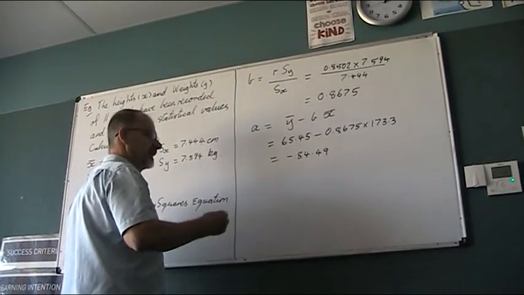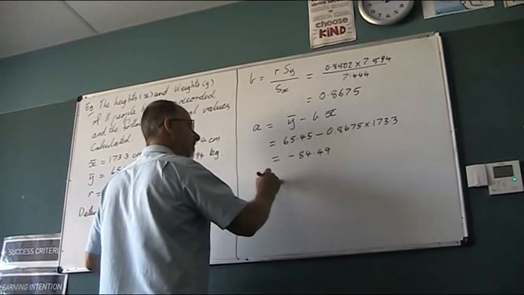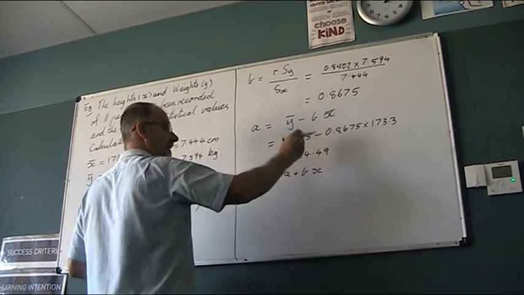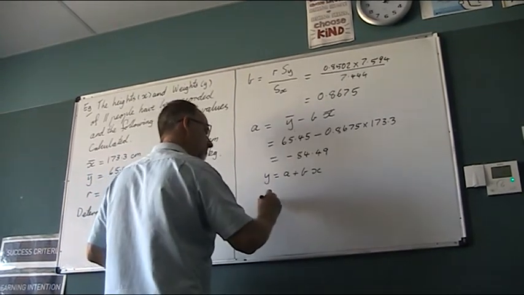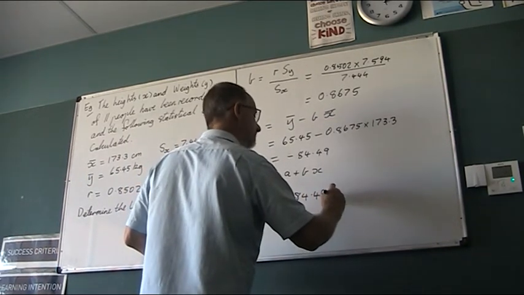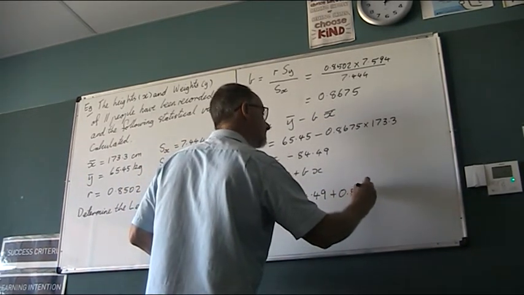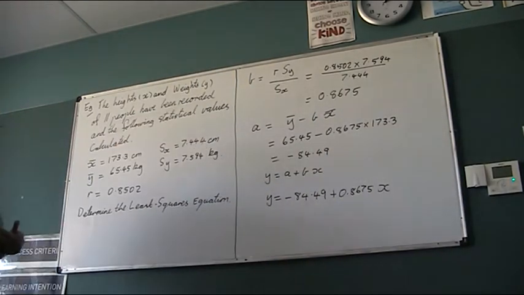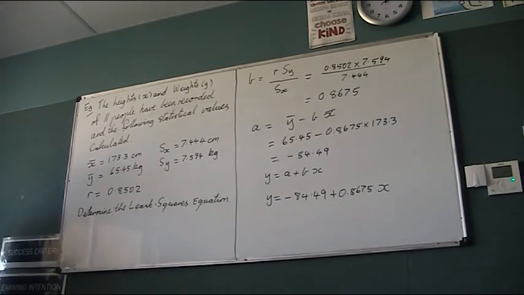So, seeing as our equation is of the form y equals a plus bx, when we put our A and our B in, we get y equals negative 84.49 plus 0.8675 lots of x. Now, if you did that on the exam, you wouldn't get all the marks. Even though what you've done is correct, you wouldn't get all the marks because any ideas why?